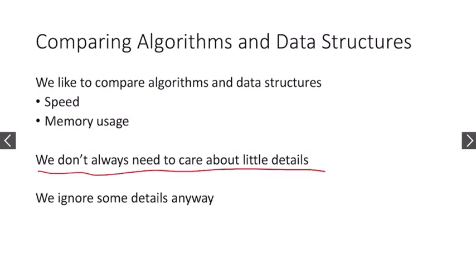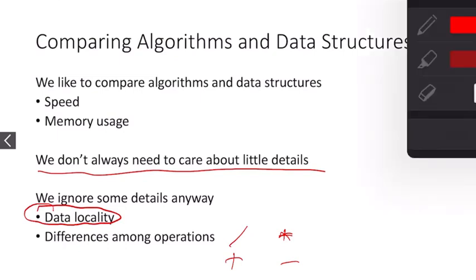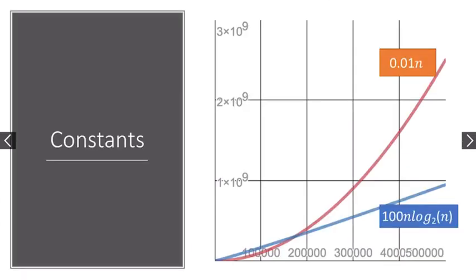And in this set of slides, we will ignore details like data locality and differences among operations. So I mentioned before that, for example, division and multiplication usually take longer than addition and subtraction. Those are the things that we're going to ignore when we're talking about asymptotic notation. Something that is hard to ignore is data locality. That's something we'll talk about later in the semester. But depending on how much data you're operating on, that sometimes makes as big of a difference as asymptotic complexity does.